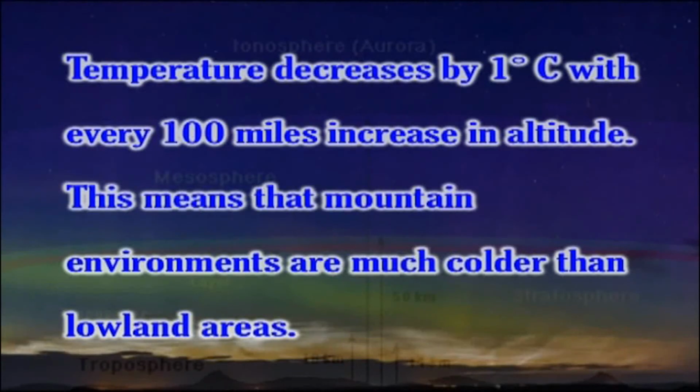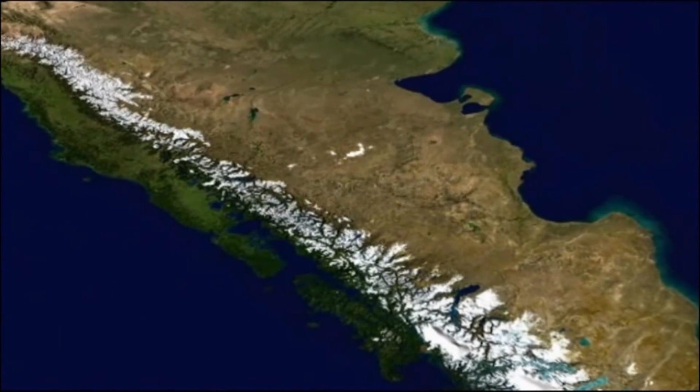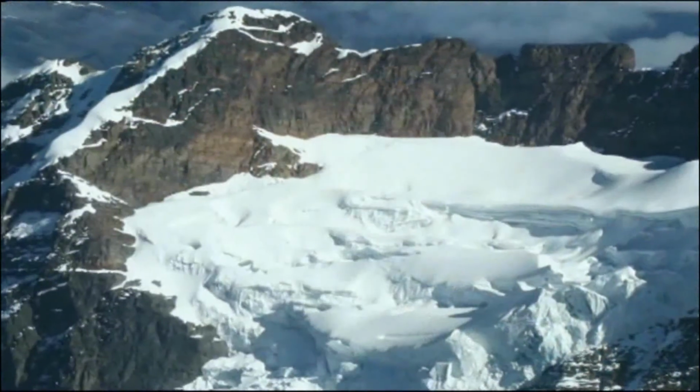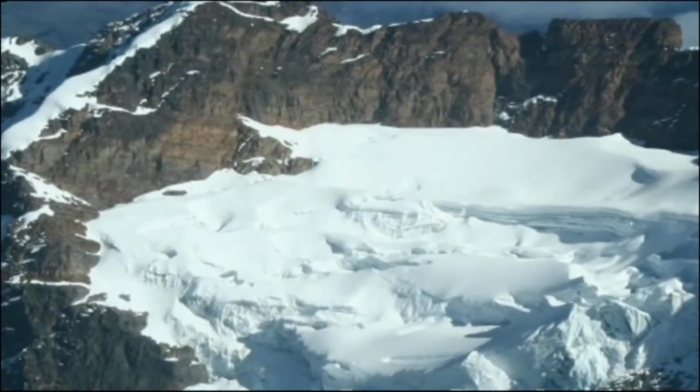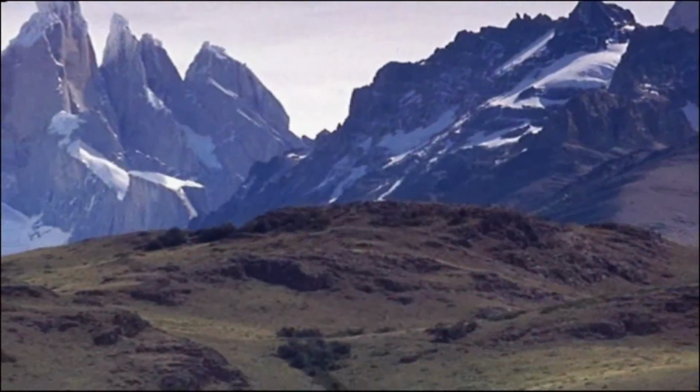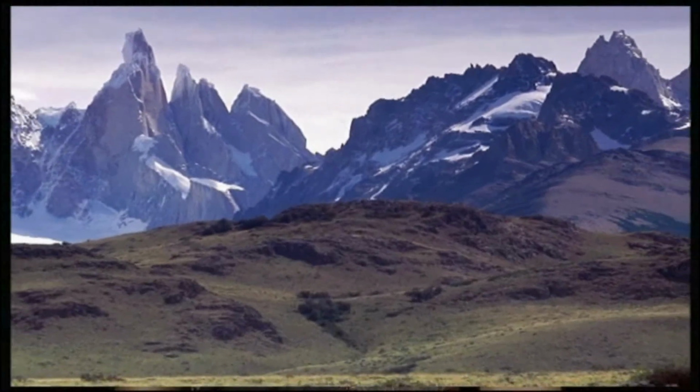Next factor is altitude. Temperature decreases with height in the troposphere. Temperature decreases by 1 degree centigrade with every 100 miles increase in altitude. This means that mountain environments are much colder than lowland areas. For example, the Andes in Ecuador are high enough to be covered by snow all year round, despite their location on the equator where it would be assumed to be hot.